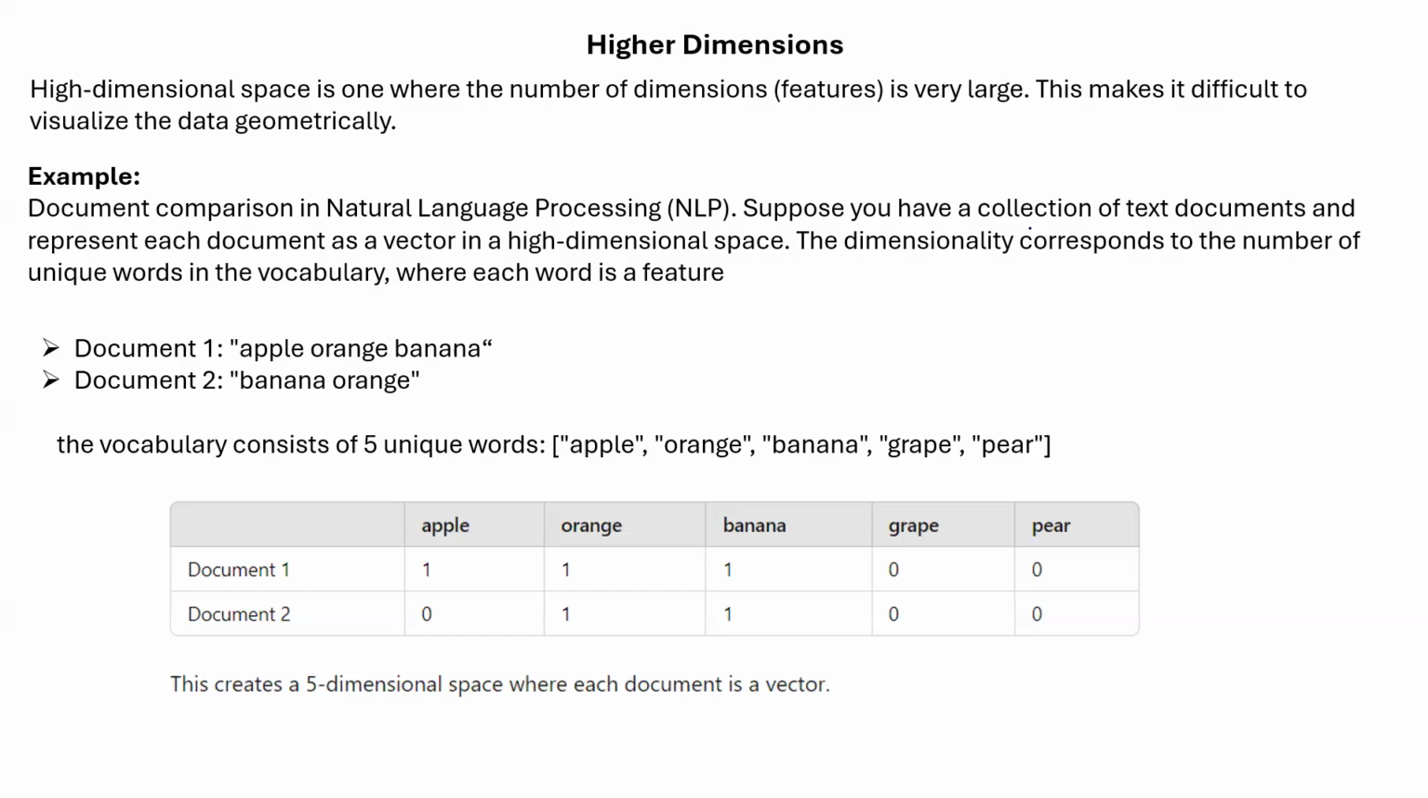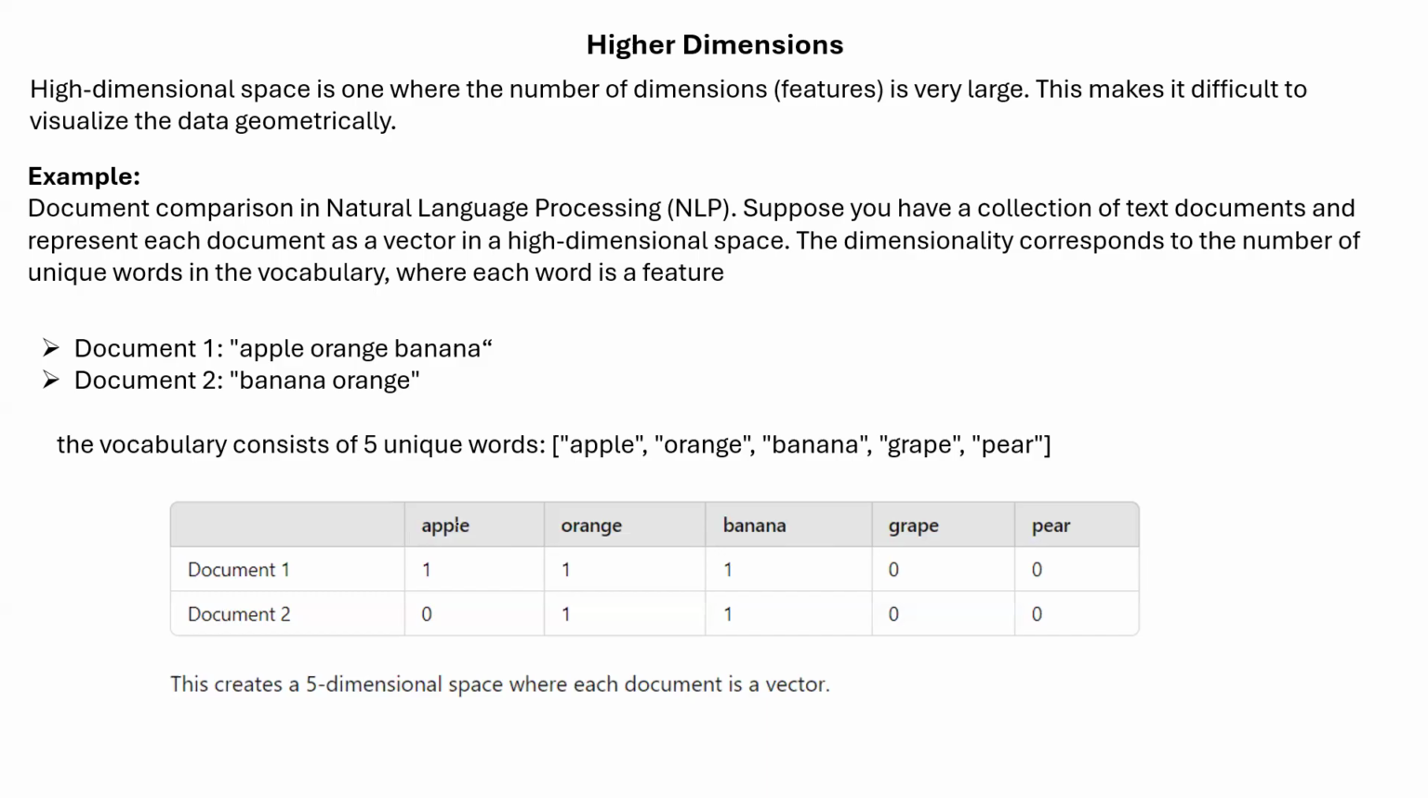Suppose you have a collection of text documents and represent each document as a vector in higher dimension space. Okay, so as I told you, each point can be a vector, right? We can represent this as a vector. How do we represent this as a vector? If you take each column as a dimension. Dimension can be I, J, K, or whatever it is. Here the dimensions are apple, orange, banana, grape, and pear. So we call these dimensions, right? So we can represent this point in dimensional space. How can we represent this point in dimensional space?